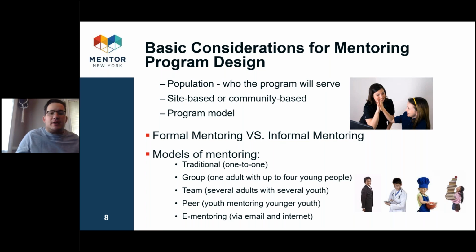But there are a few different models. The first is the traditional, right? That one-to-one. You have a young person, you have a mentor, and you match them together. This could be site-based, it could be community-based, but either way, it's one-to-one. The second one is group mentoring. You have one adult with up to about 4 young people. That's the ratio we typically encourage, because any more than that, and you're doing more behavior and classroom management than relational mentoring.